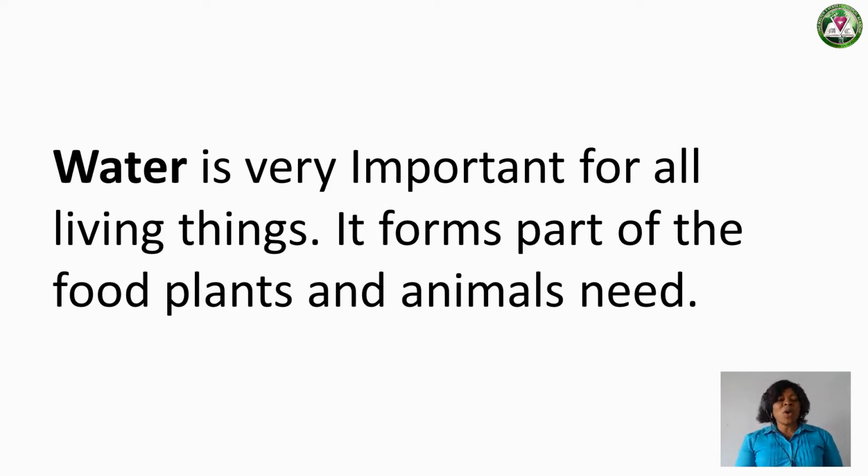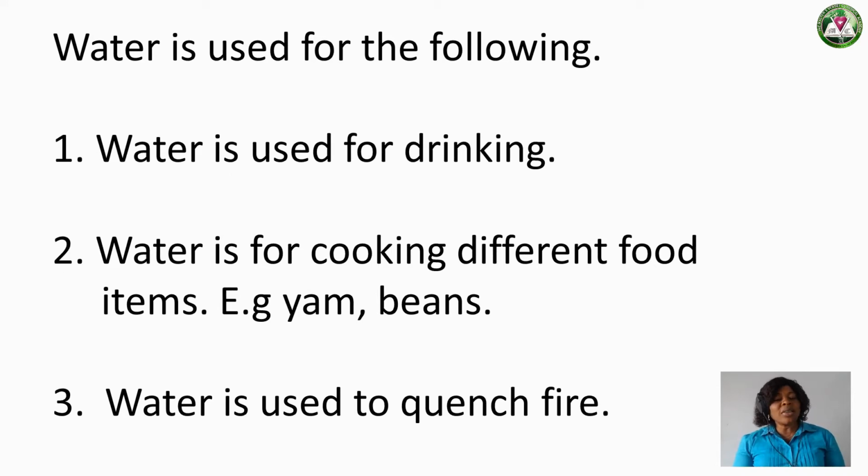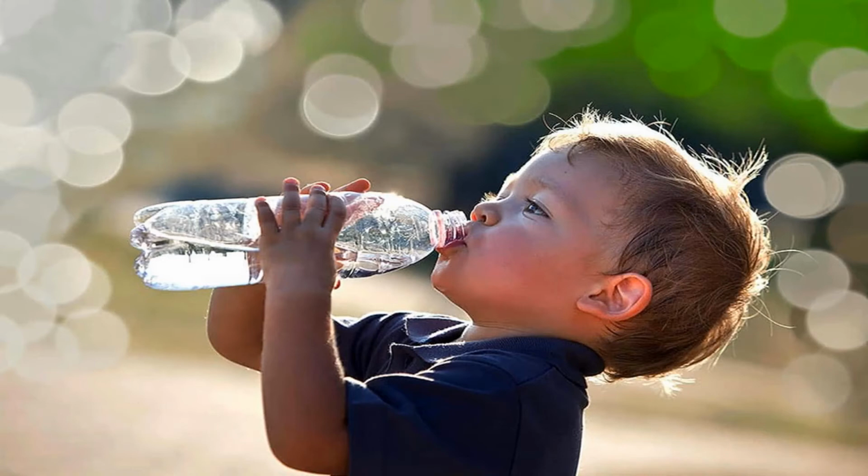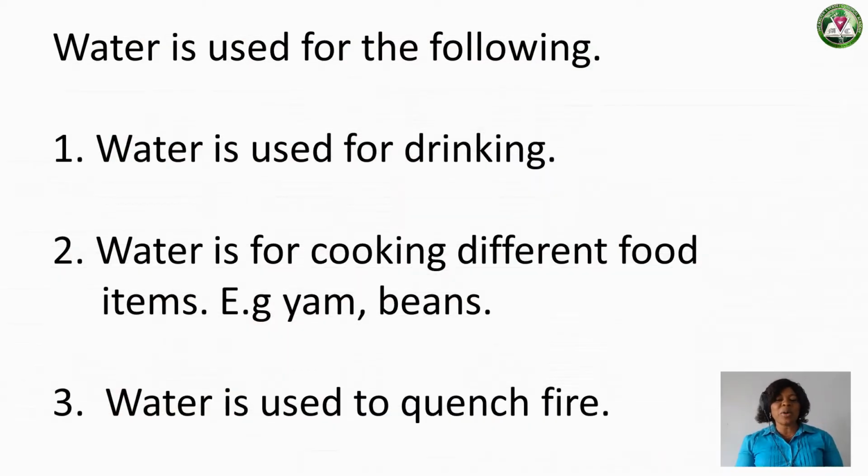Water is very important for all living things, and it forms part of the food plants and animals need. Plants and animals need water. Human beings also need water. Water is used for the following. Number 1, water is used for drinking. When you finish your food or before you take your food, you drink water.